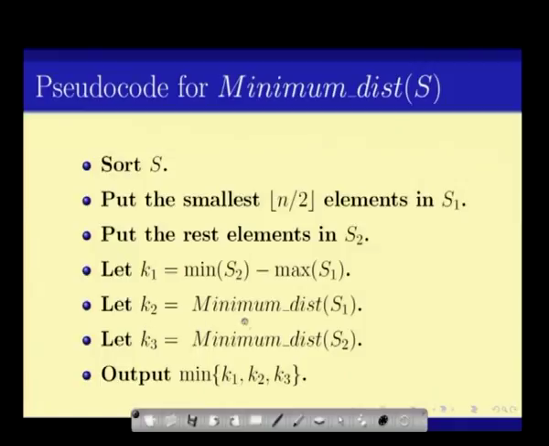Then we find k2 by recursively calling the same function, minimum_dist, in S1, and k3 by calling minimum_dist in S2, and we output the minimum of these 3. The correctness of this algorithm is not hard to prove, and I will skip that one. It follows the same argument that I gave while doing the example. What we want to check is the runtime of this algorithm.